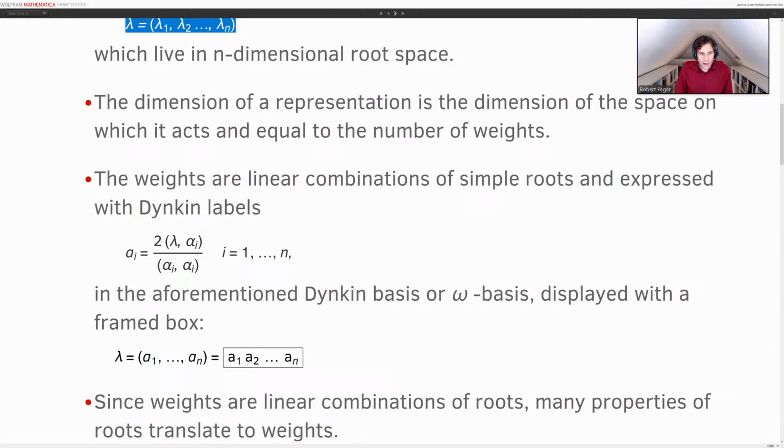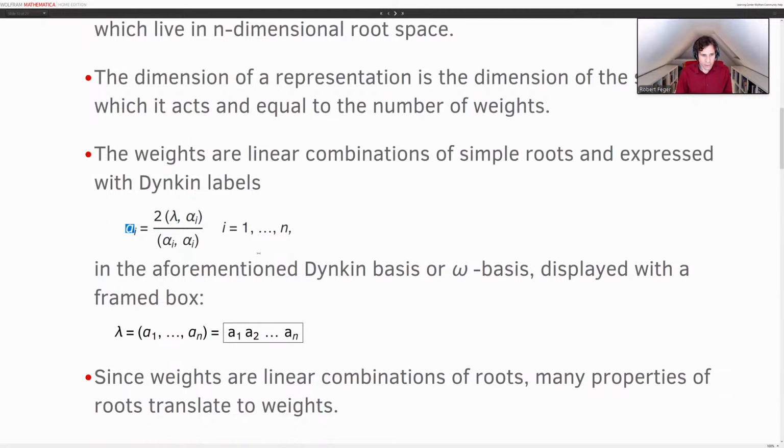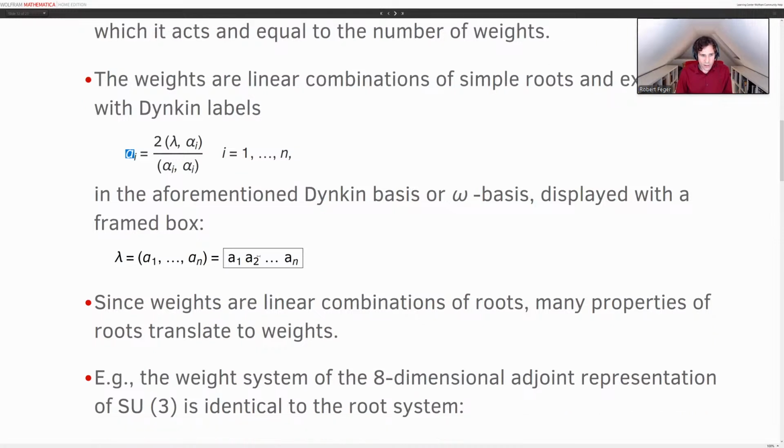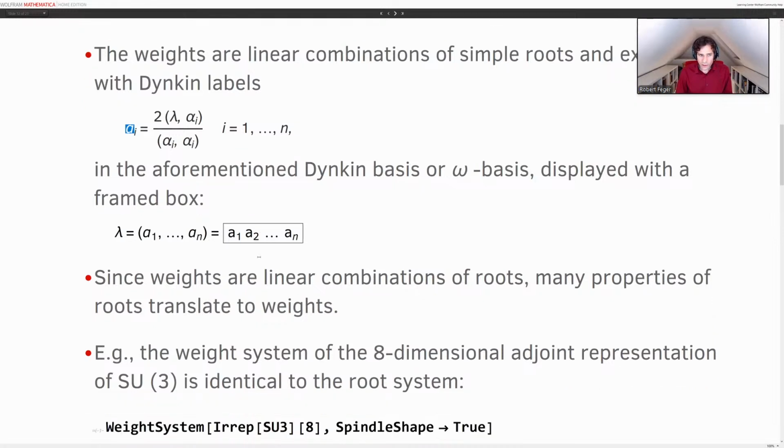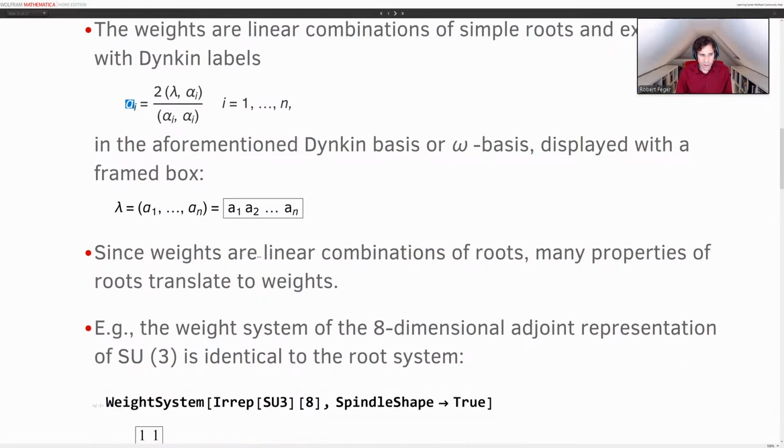So the weights are linear combinations of the simple roots, and they're also expressed with the Dynkin labels. So here's the same definition. We had the same definition here with a root vector. Now this is a weight vector, and we also get these labels. And here it's the same as before. It's only integers, so it's very easy to work with them. So for the weights, it's also displayed with the framed box.